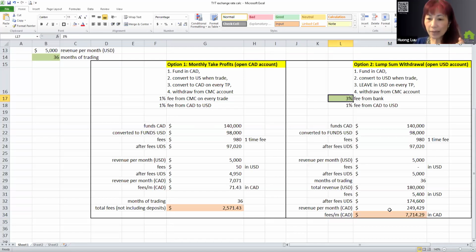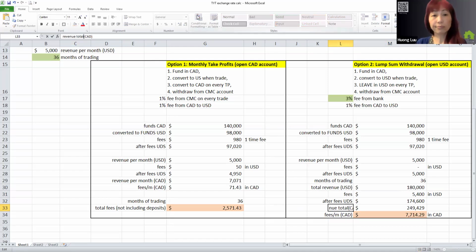So here you can see my revenue at the end is 180,000. Oh, so this one is not per month. Let me just make sure that that's not per month. Yeah, that's not per month. Sorry, this should be the total revenue for the whole time. So let me just make that update here.